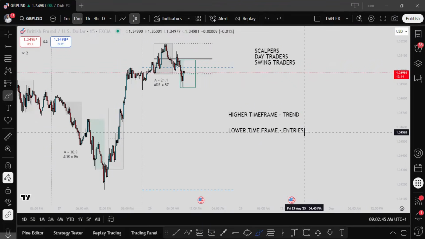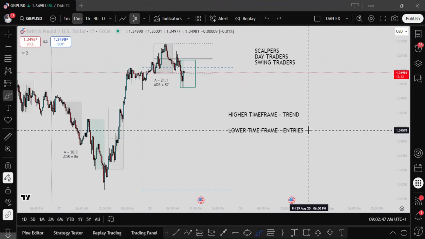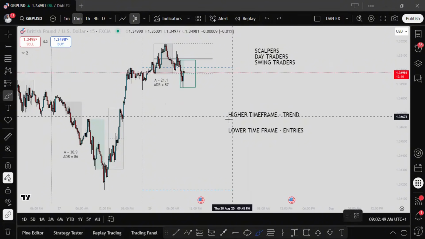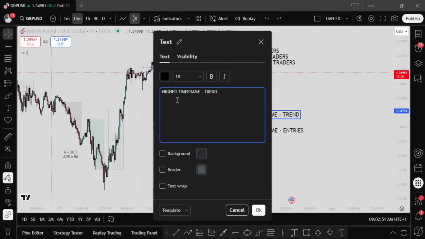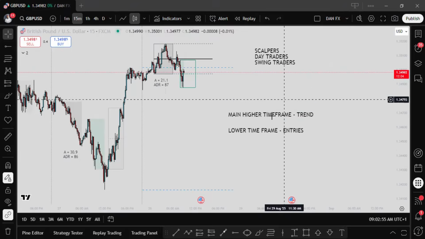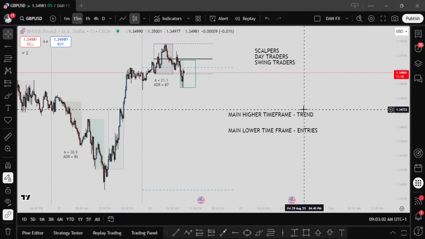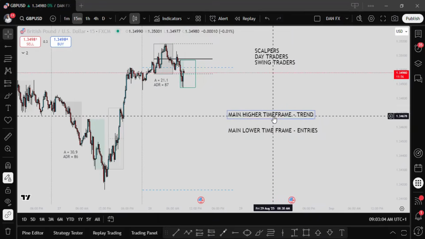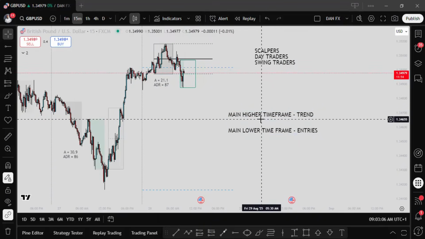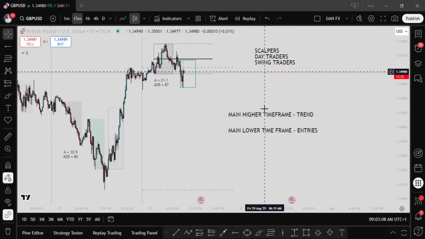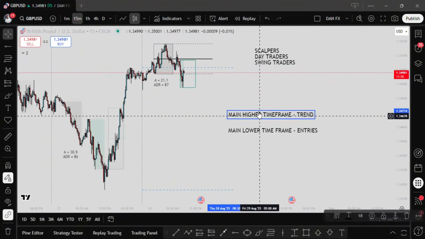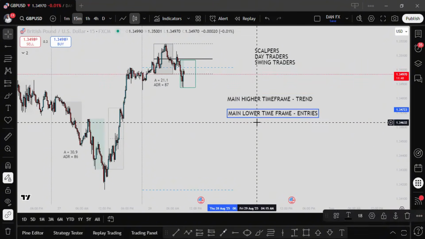You can have multiple lower time frames depending on what's your main time frame. But also, let's just say it like this. Let's say main. Main higher time frame and then main lower time frame. I think this makes more sense. So you should have your main higher time frame and your main lower time frame. What I mean by that is you can apply this to these three types of traders, whichever trader you are. Main higher time frame, main lower time frame.